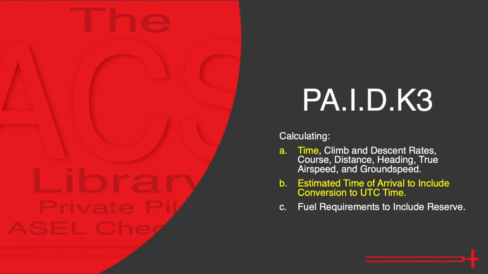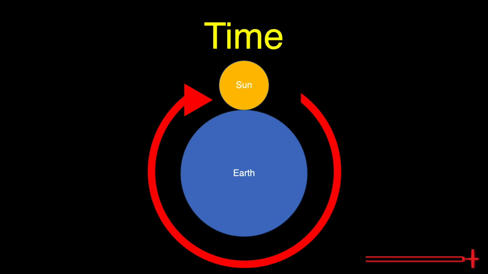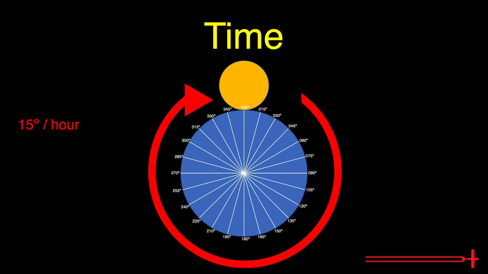These next few images will not be drawn to scale. The sun rotates around the Earth once every 24 hours, or if we think about the sun's orbit as a 360-degree rotation, about 15 degrees longitude per hour. This is how we divide the Earth into time zones.